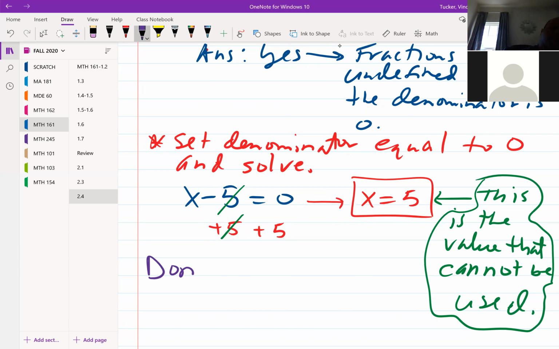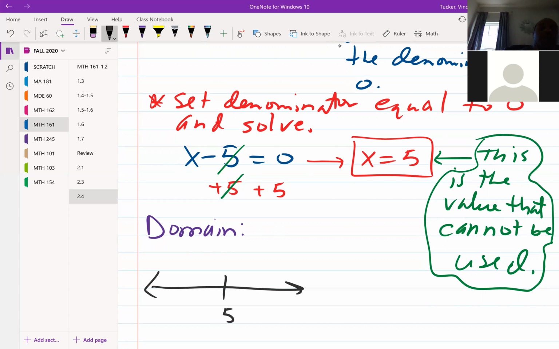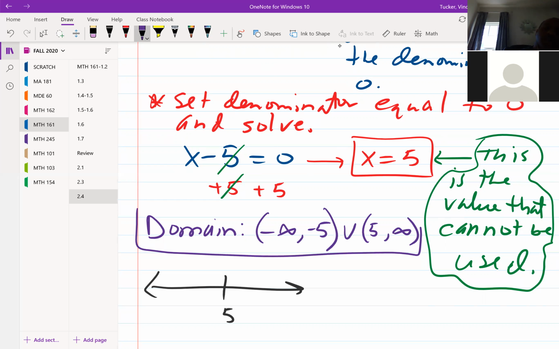if you were to look at the number line, it's a generic number line. I can't use 5, but I can use everything after it and everything before it. I can get as close to 5 as I would like. I just cannot use 5. So I would go from negative infinity to negative 5, use that parentheses, 5 to infinity. And that would be my domain. Oh, why did I put a negative 5? Sorry about that. Should be negative infinity to 5 and then 5 to infinity.